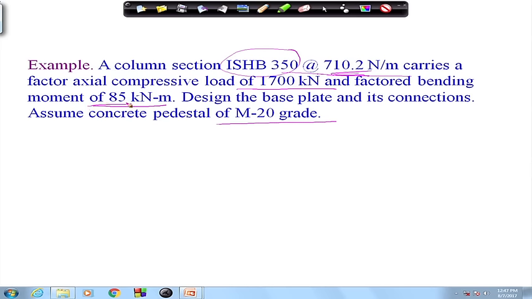Through this example we will also see how to take care of the moment. That means, if moment is also acting on the column, then how the base plate will be decided, that is, how the thickness of the base plate and its other dimensions will be decided. We will see that through this demonstrated example.